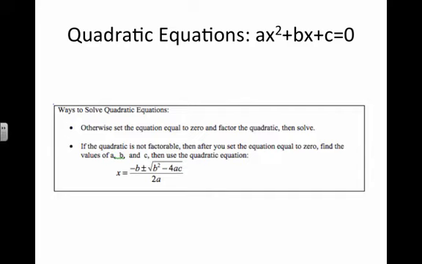If the quadratic is not factorable, or if you just don't want to mess with it, you still set the equation equal to 0 and find the values of a, b, and c and use the quadratic formula: x equals negative b plus or minus the square root of b squared minus 4ac all over 2a.